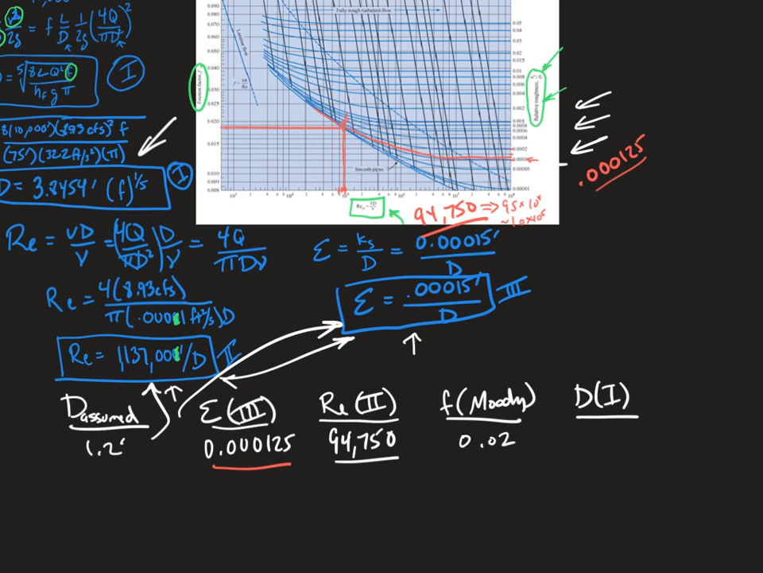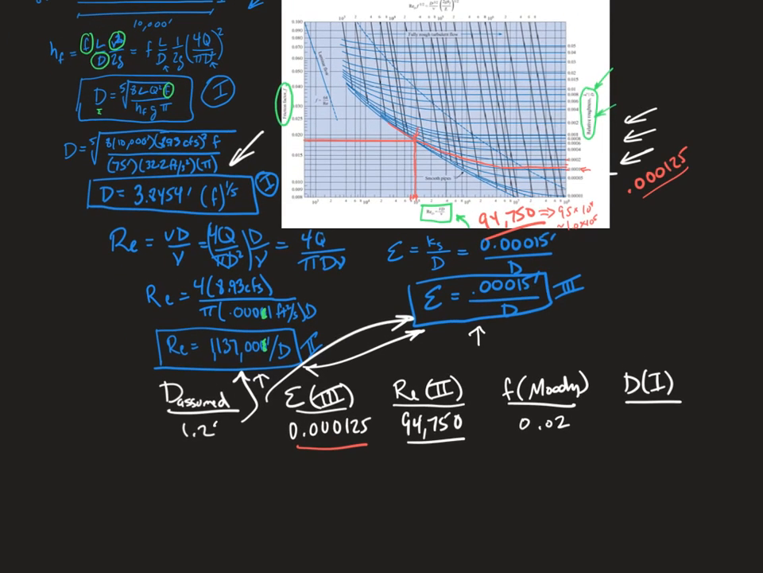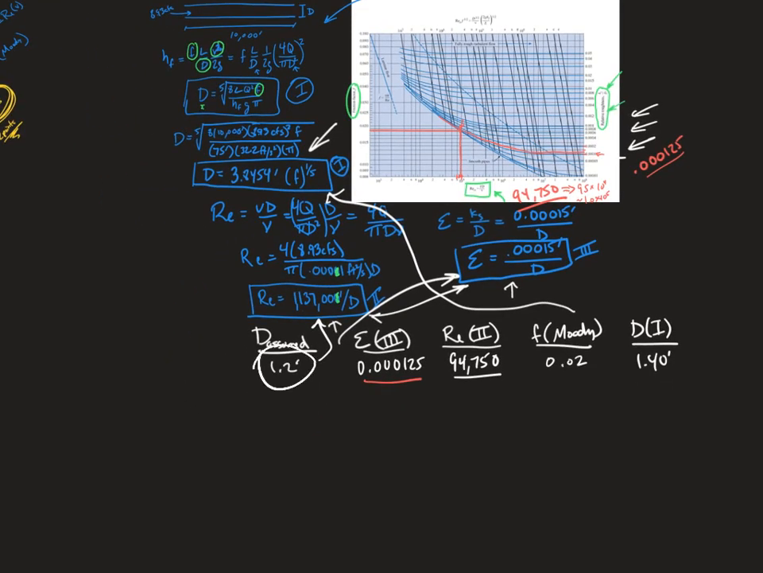Okay, if we get 0.02, then I can go over here to D, and I can plug that 0.02 into equation 1 right here. Okay, and if I plug that in up there, I'm going to get 1.40 feet. Okay, so we note that this number right here and that number are different. So we're going to do another line.